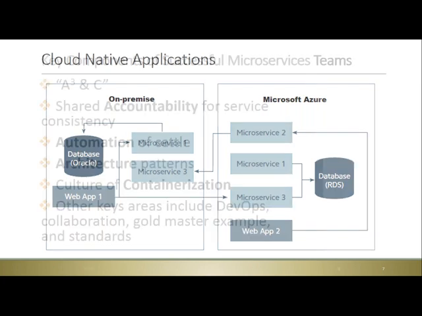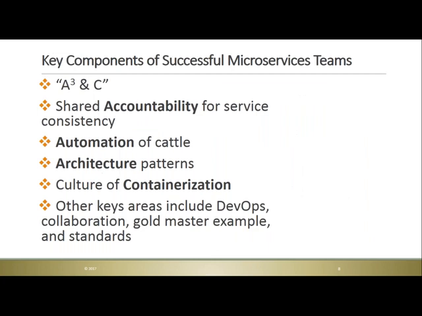So key components of this successful microservices team really start to look into this notion of accountability for the consistency, automation of cattle in this case, because of course the cattle and pets metaphor, where pets, of course, we maintain, they're cared for, they're family members. When we start talking about cattle, we're talking about a service becomes overwhelmed, we spin up more. A service starts to degrade, and don't use this example with ranchers, but you shoot the cow and get another one out of the herd.